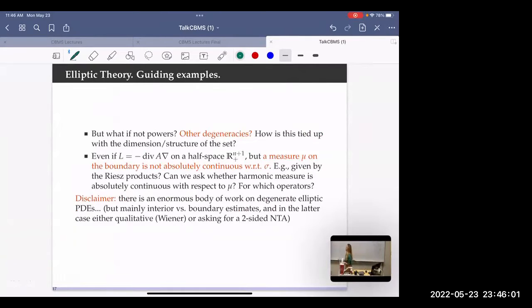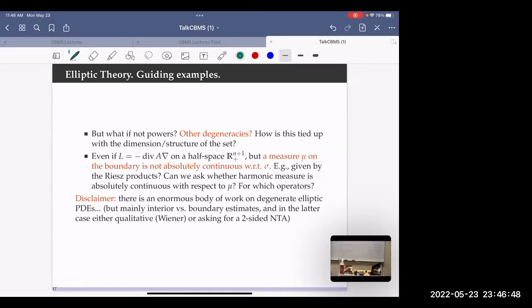And finally, what if it's not just powers? Can you handle other degeneracies? For instance, if you are working with your standard Laplacian, gradient, whatever you want, on the half space, but now you are not considering questions with respect to the Hausdorff measure or Lebesgue measure. You are asking about harmonic functions in the half space. What if you want harmonic measure in the half space, but now I'm not asking anymore if it's absolutely continuous with respect to d sigma, the Lebesgue measure. I'm asking, what if you have a measure which has nothing to do with d sigma?